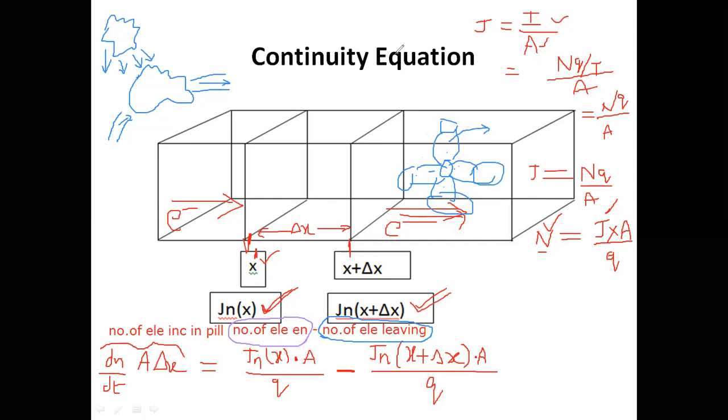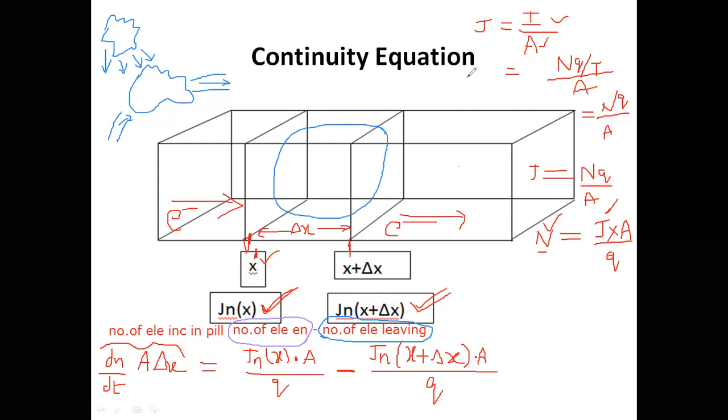For example, this totally is semiconductor material. Now if I increase the temperature, what will happen? The electrons will break the bonds and come outside. Then in this pillbox also, there is a chance of increasing electrons. So electrons are generating here in the pillbox.